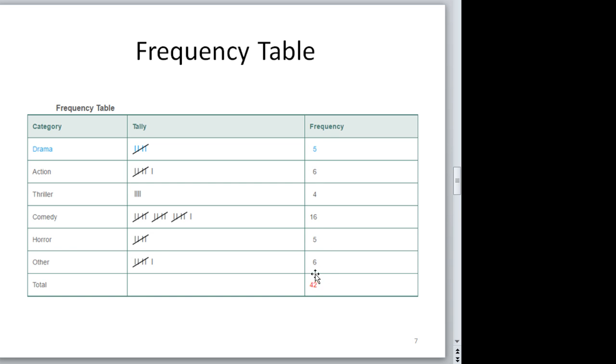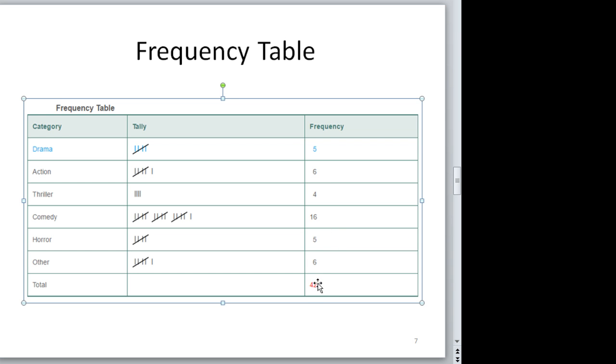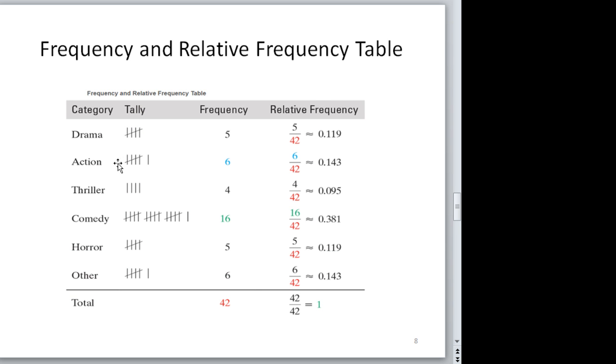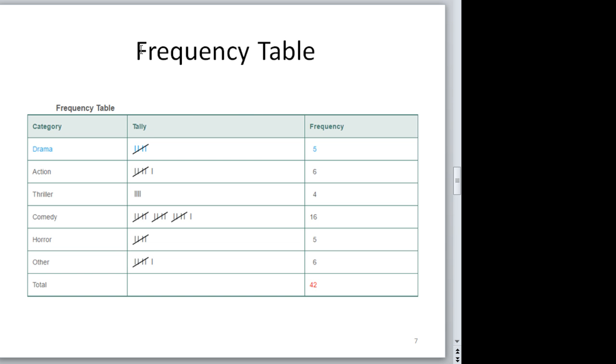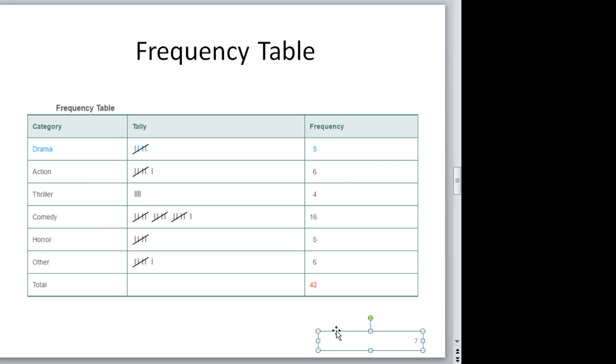Now, if you add all the frequencies, then as you can see here, we have 42, which is the total of all those data points. Now, this is what's called a frequency table, right? I mean, look at the table here.